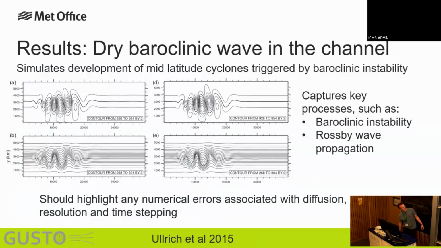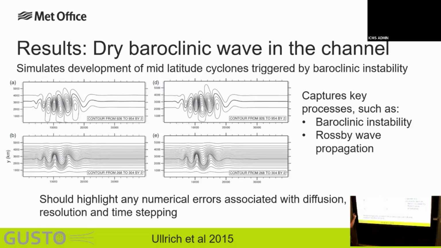So the last test case, a common test case in NWP, is the baroclinic wave. It simulates mid-latitude cyclones that are triggered by baroclinic instability. You add a perturbation to the wind field, and it captures baroclinic instability and Rossby wave propagation. Here you've got these high and low pressure systems, the cyclone, and a wave generated in the temperature field. So here you're looking for any numerical errors with diffusion, resolution, and time stepping.